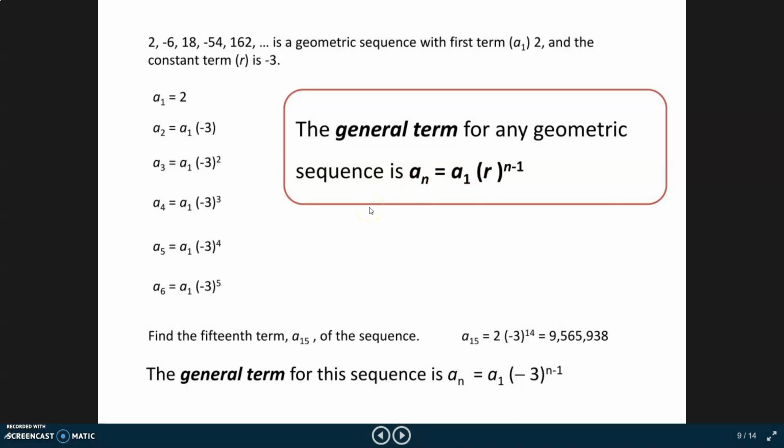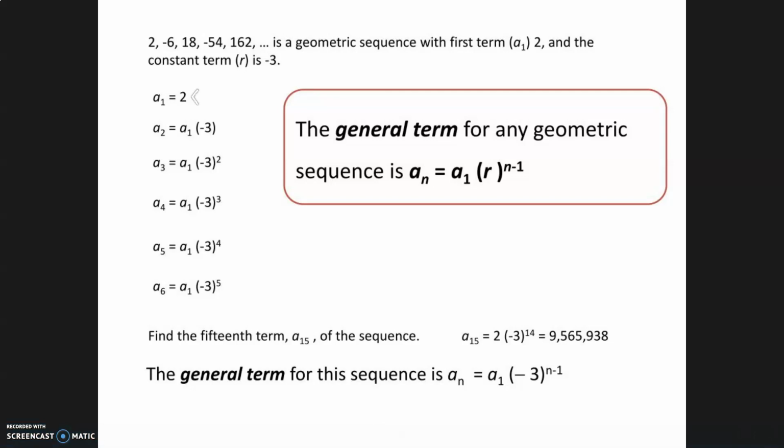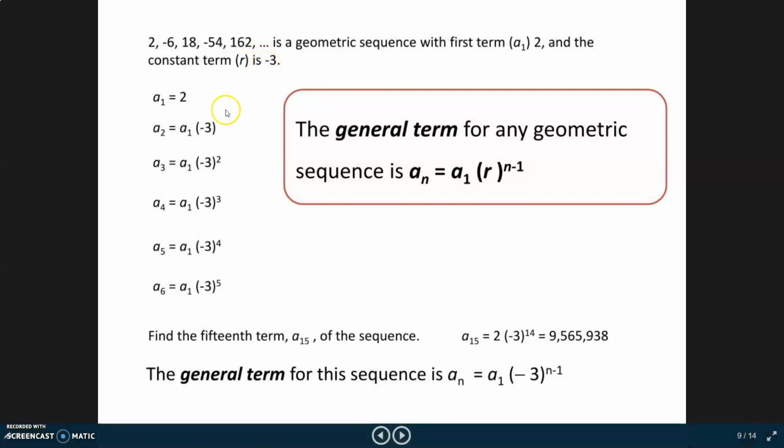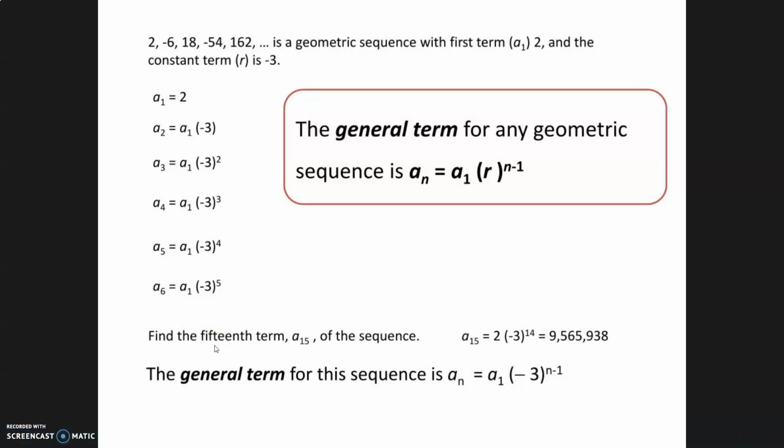So the sequence we see in front of us, we have a very clear, obvious A1 is 2, and you can very quickly just divide two consecutive terms. You have your common ratio is -3. So I'm multiplying by -3 every single time. So R is -3, A1 is 2, and whatever term I deem that I need to find is very quickly found by just using our general term formula.